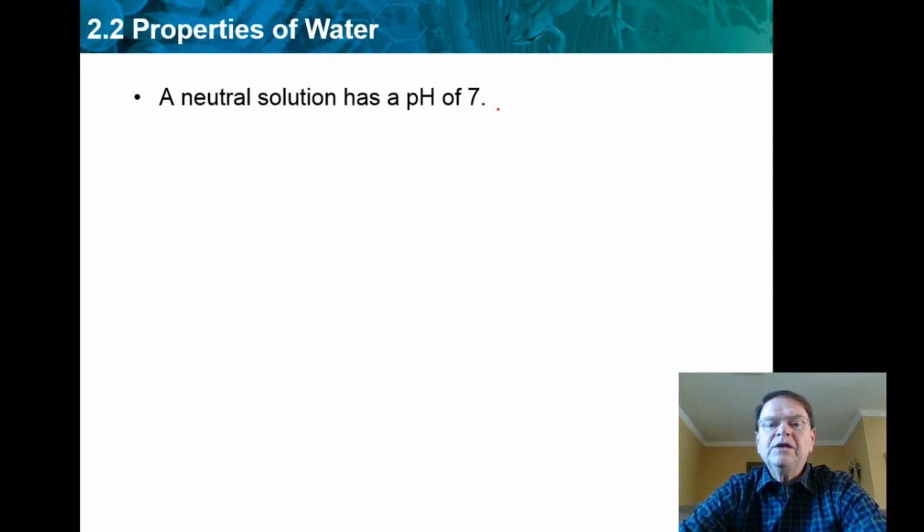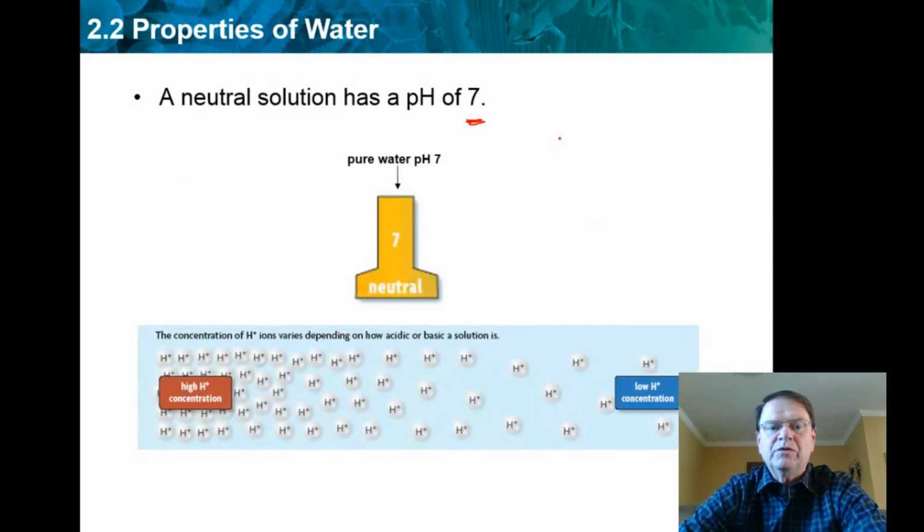Water, perfectly neutral water with nothing in it, is going to have a pH of 7. Okay, so that's right dead middle, in the middle of the pH scale. So we're going to call that neutral.